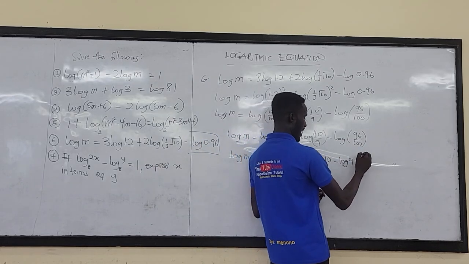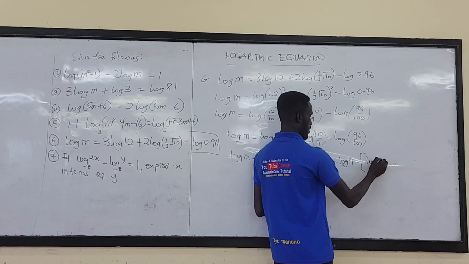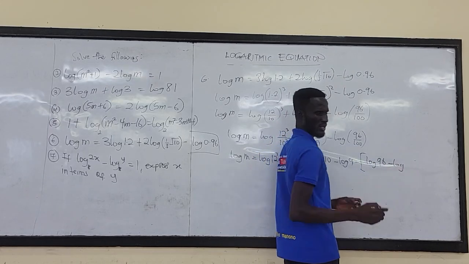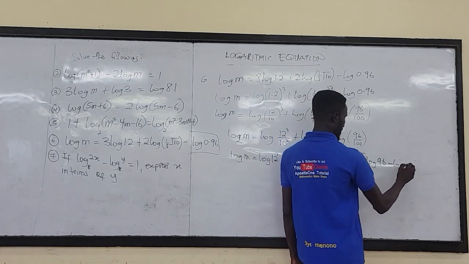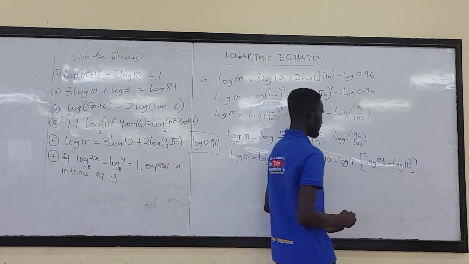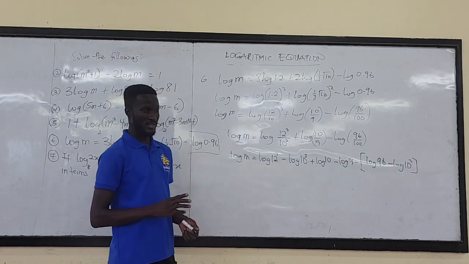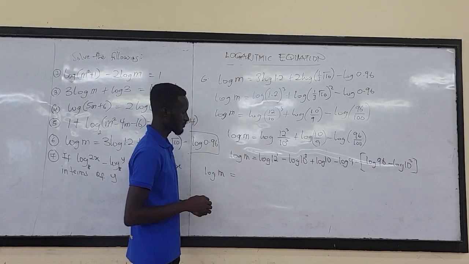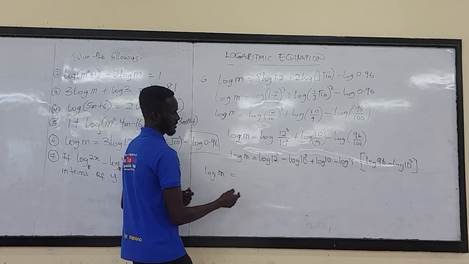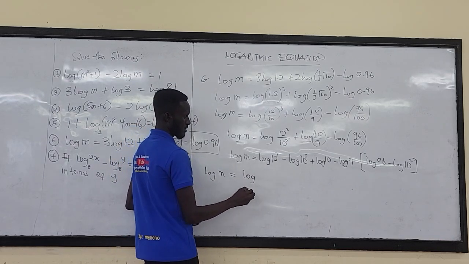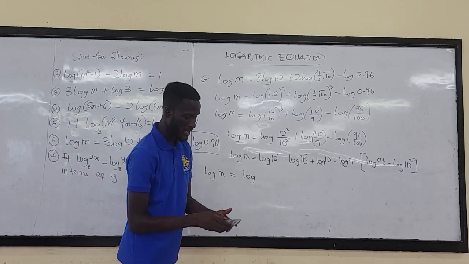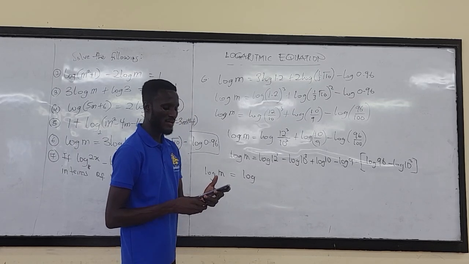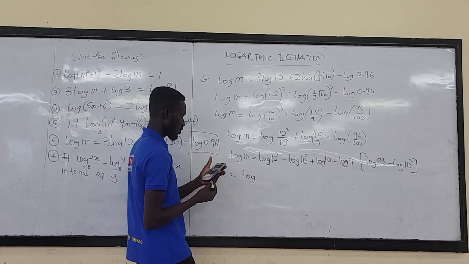Now this one is also subtraction, but it has a negative here, so I need to be careful. So we have minus log 96 minus log 100. You know, 100 is the same as 10 exponent 2, so let's make it 10 exponent 2. You see how simple it is? Now we have log m is equal to, now this one will give us log 12 exponent 3. Now 12 exponent 3 will give us 1728.